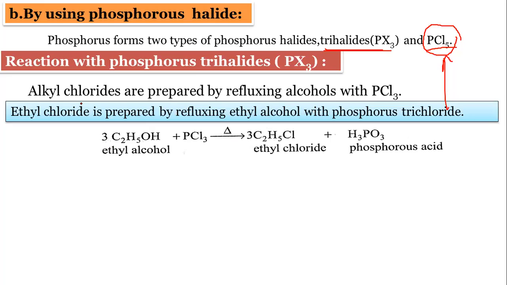The reactions are the same. Alkyl chlorides are prepared by refluxing alcohols with PCl3. First, we will discuss the reaction with PCl3. Remember, for PCl3, we are using here 3 molecules of alcohol. How many chlorines are there? Tell me. 3 chlorines are there and 1 phosphorus is there. So these 3 OH will be removed and in their place 3 chlorines will attach. Then what remains? What is remaining?